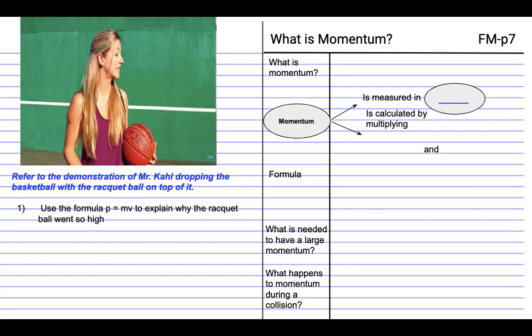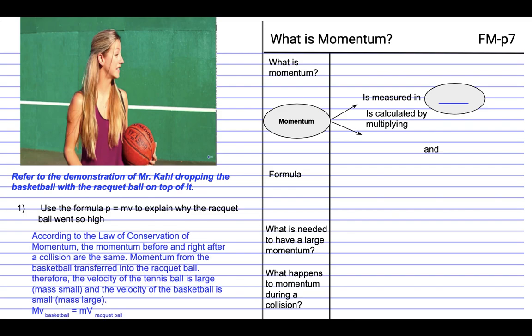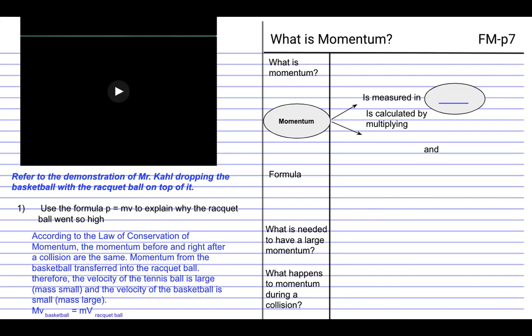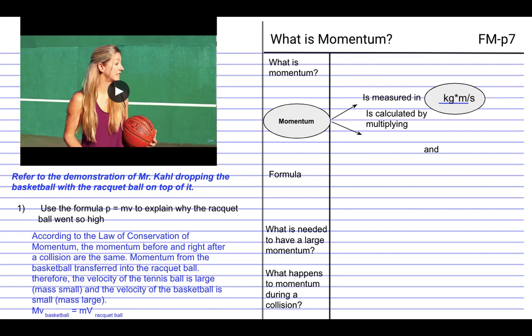So with our formula here, why does the racquetball bounce so high? It has to do, again, with how that momentum gets transferred from one object to another. The mass of the basketball is much greater than that of the racquetball, so it has a lot more momentum, even though they're moving about the same speed. Some of that velocity then gets transferred into the racquetball, and so it takes off with a much greater bounce. Momentum again is measured in kilogram meters per second.